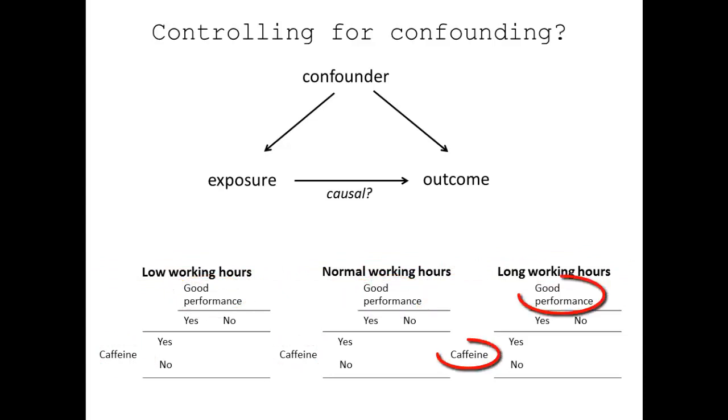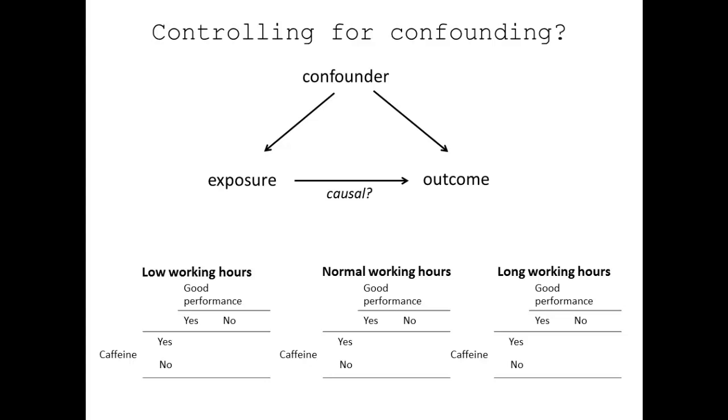So within each strata, there is no variation in the confounder, i.e. everyone has similar levels of working hours, or approximately similar levels of working hours. Hence, we are controlling for that confounder. The same sort of control can also be achieved by adjusting for a variable using a statistical model, such as a regression model.